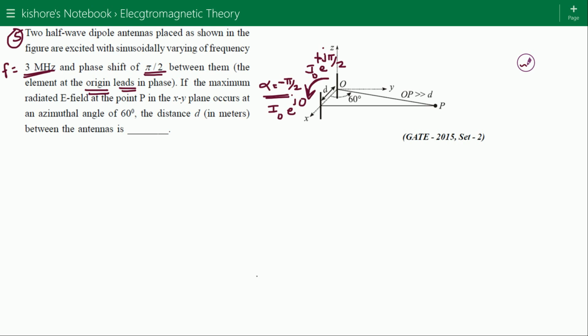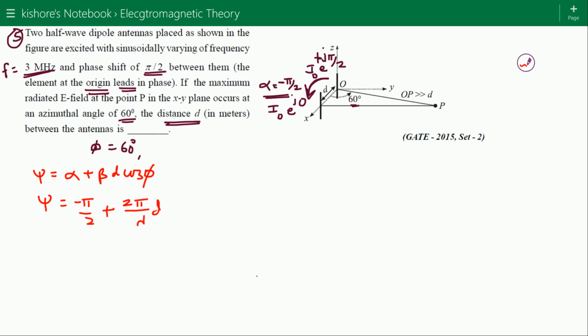If the maximum radiated E field at the point P in xy plane occurs at azimuthal angle 60 degree, this angle is 60 degree, phi angle from x-axis is 60 degree, then what should be the distance between the two antennas? Now we know that the total phase difference psi is alpha plus beta d cos phi, and alpha is minus pi by 2, and beta is 2 pi by lambda, d is unknown, and phi is 60 degree. So maximum of E field occurs at psi 0.